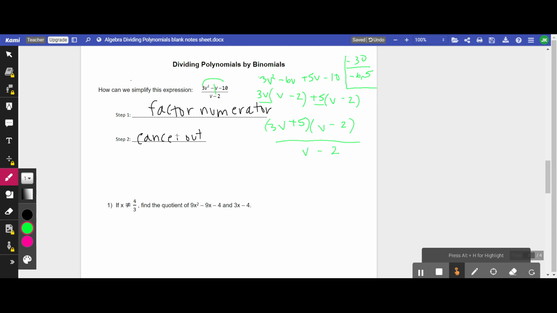Okay, so we factored the numerator. We did step 1. For step 2 with these, you'll cancel out the common factors here. So you have b minus 2 that you're dividing by itself. Pretty much when you divide by itself, you'll get 1. These will cancel out. So your answer here is whatever factor's left. So this will be your 3b plus 5 for the final answer then.